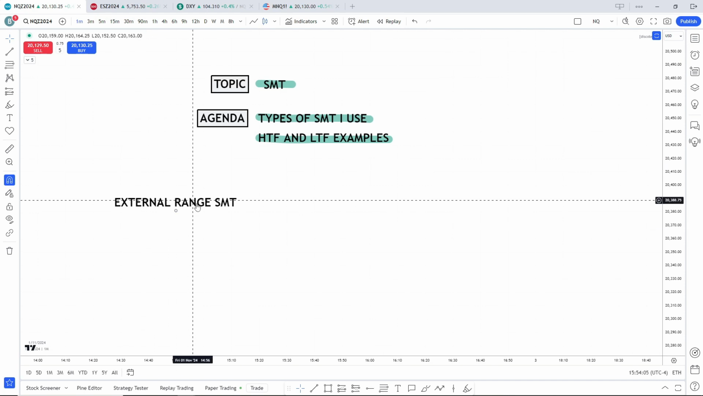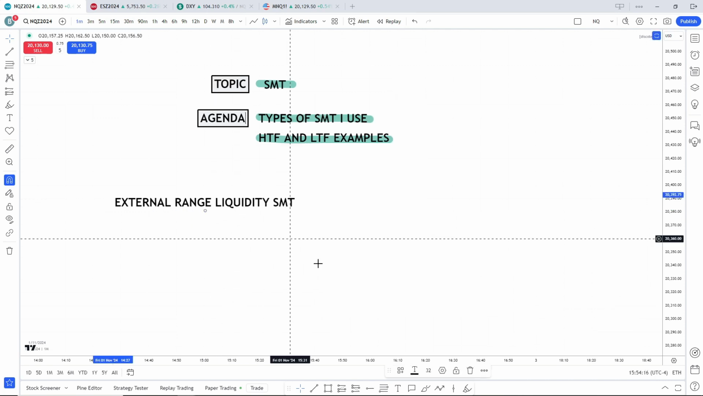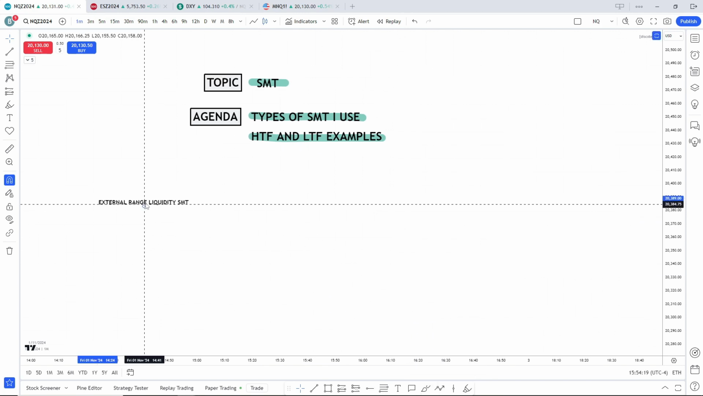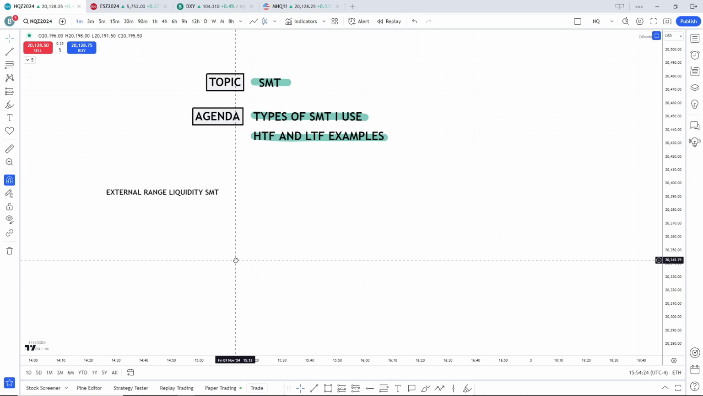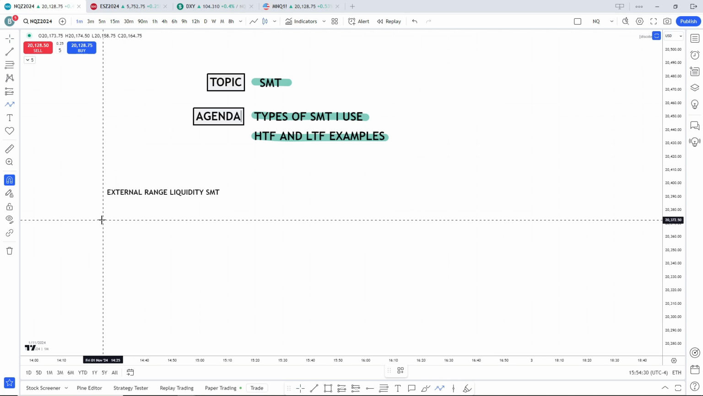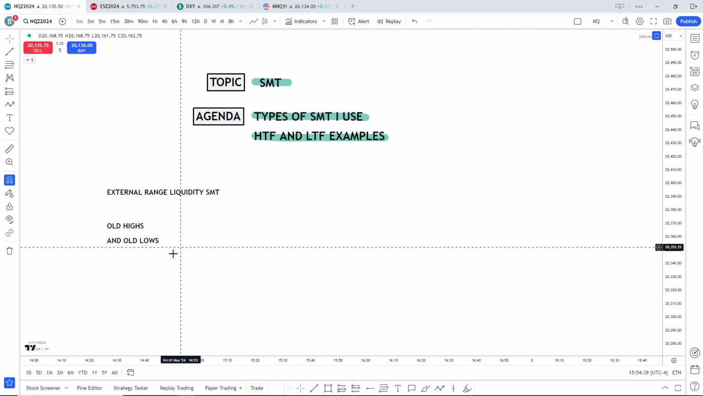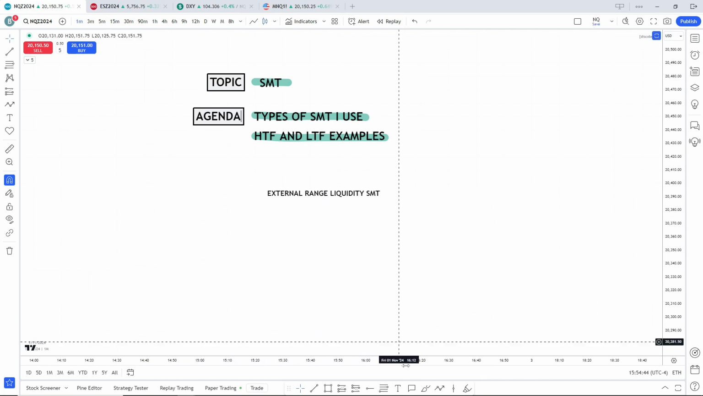External range liquidity SMT. In order to know what that is, you need to know what external range liquidity is. External range liquidity is going to be liquidity in the form of old highs and old lows. Okay, so what's that going to look like on a schematic basis?